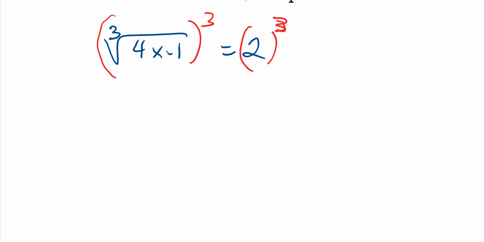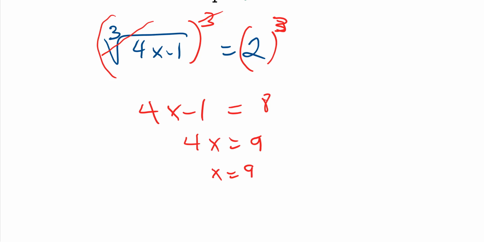On the left side, the cube root cancels the cube. You get 4x minus 1. On the right side, you get 8. Add 1 to both sides, you get 9. Divide both sides by 4, you get 9/4. And that is the answer.